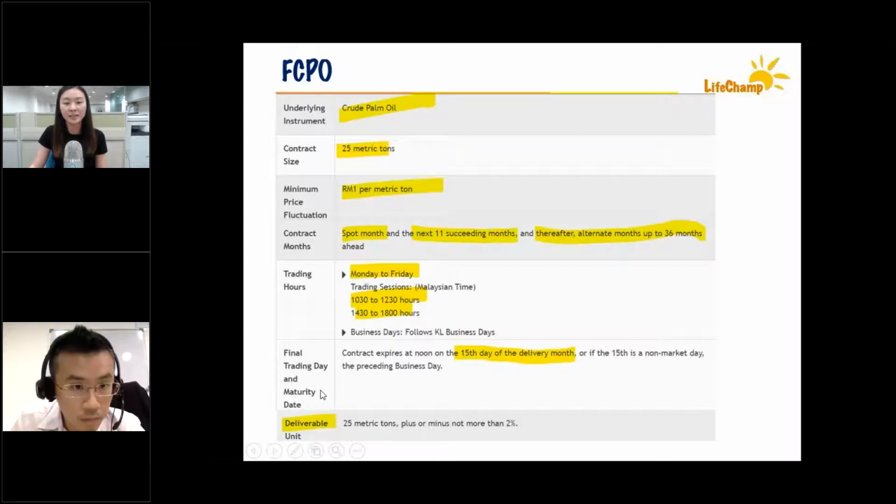Final trading day and maturity date. Contract expired at noon on the 15th day of the delivery month. Delivery month means the spot month. Or if the 15th is a non-market day, the preceding business day. Okay, so I make it simple. For palm oil, futures palm oil, every 15th of the month is the expiry date.